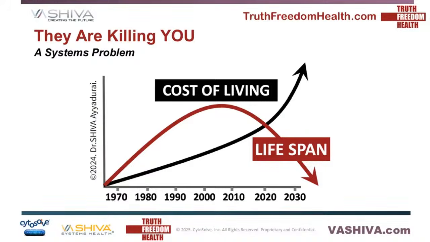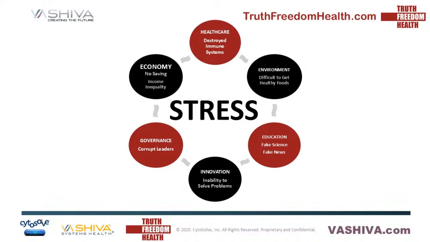That's what resulted in this curve. It's not any one thing. And that's why we say this is a systems problem. It's not something that's going to get fixed by tweaking one little thing. Now, what has been the driving force that has resulted in this is a number of important factors. It's not any one thing. It's been the destruction of the immune system in the healthcare space. It's been the fact that environmentally, it's very difficult to get clean, healthy food.